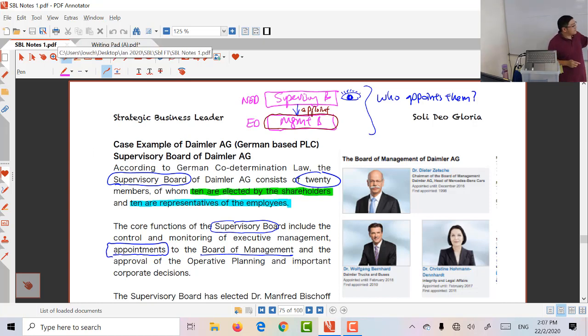So I brought you to this page to look at how a multi-tier board structure works. The main distinction which I showed you, which is something very different that we have not come across, is the power of appointment. Because normally directors are appointed by shareholders. But I showed you an example where directors may not be appointed by shareholders. I used the example of Germany, where in their law, half of the directors are appointed by shareholders, and half of the directors are representatives of employees. But these are the directors at the supervisory level. That means they don't actually get involved in running the business, but they oversee the management board, those who run the business.